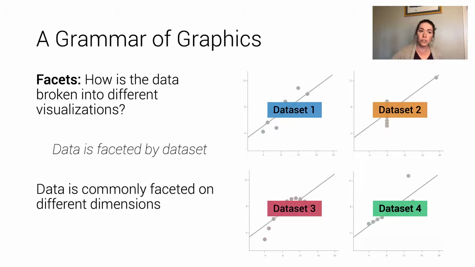But data is also commonly faceted on different dimensions. For example, we might have one plot that shows dimensions x and y, and a second scatter plot that shows dimensions x and z. And you'll see examples of this throughout the course.